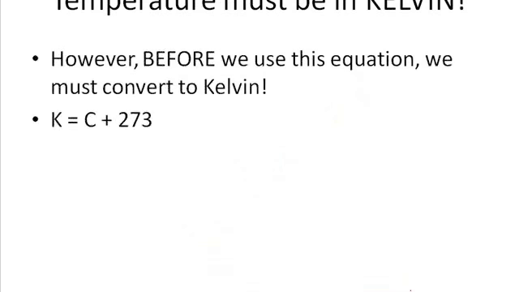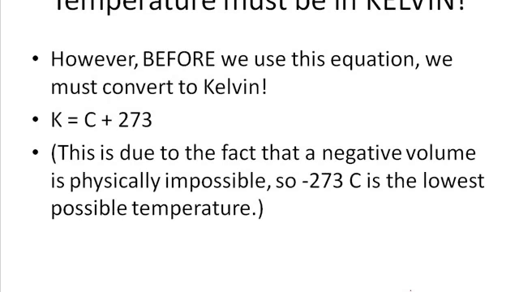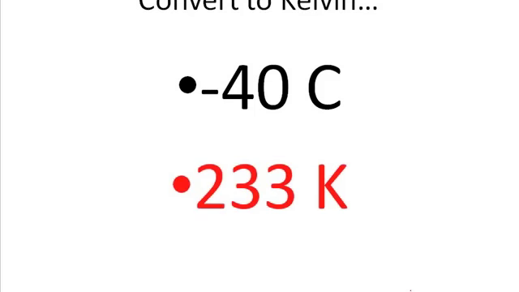So let's get some practice converting temperature into Kelvin. Remember this equation. Kelvin equals degrees Celsius plus 273. This is due to the fact that you can have a negative value for degrees Celsius, but we cannot have negative values when we're dealing with pressure or volume or moles. So therefore we have to have a positive scale, which is what the Kelvin scale does. So when you convert 16 degrees Celsius into Kelvin, you should get 289 Kelvin. When you convert negative 40 degrees Celsius into Kelvin, you should get 233 Kelvin.